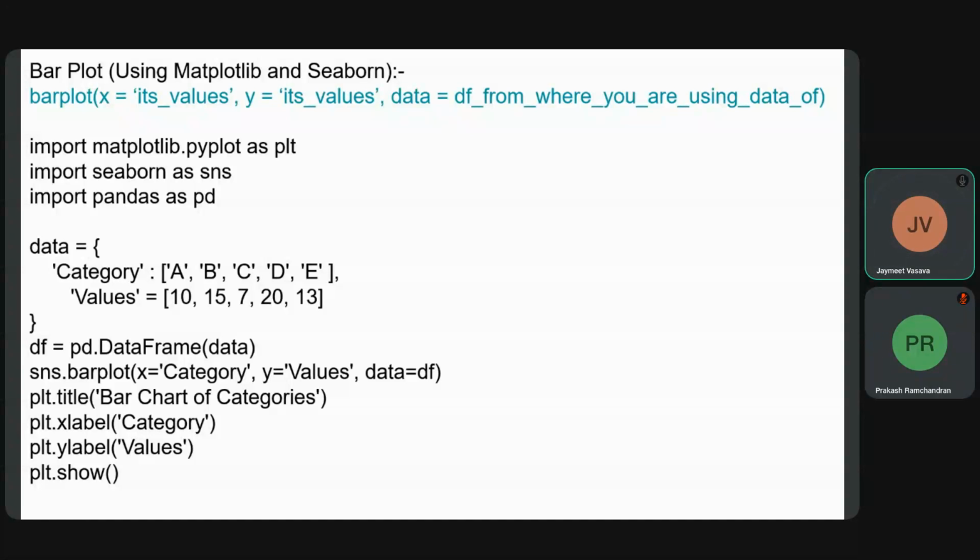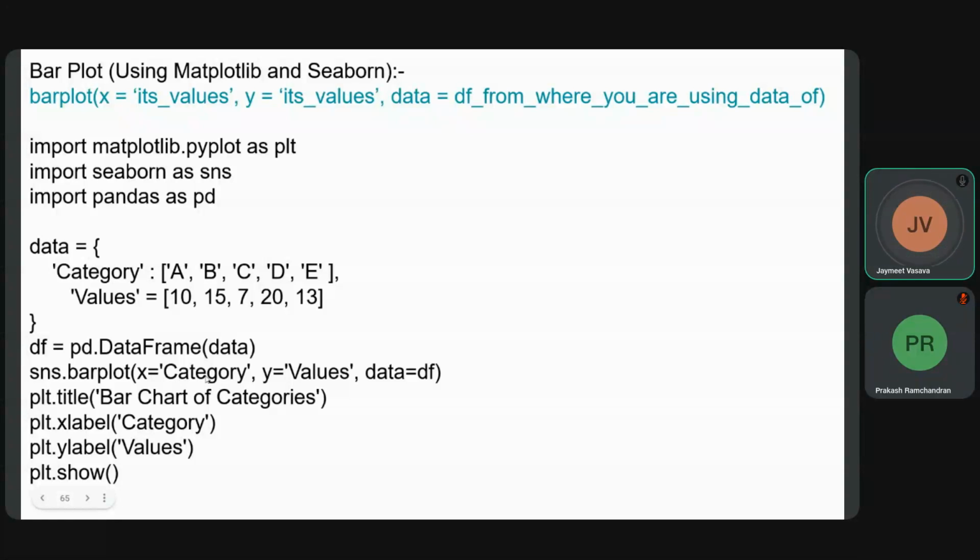We are creating data, and then we have the same category and values both, and the same A, B, C, D, E, and their respective values. Now we are creating a data frame out of the data that we have used. Then using SNS or SN, you can use both as an alias for Seaborn, then giving the respective arguments their values or the argument that they take.